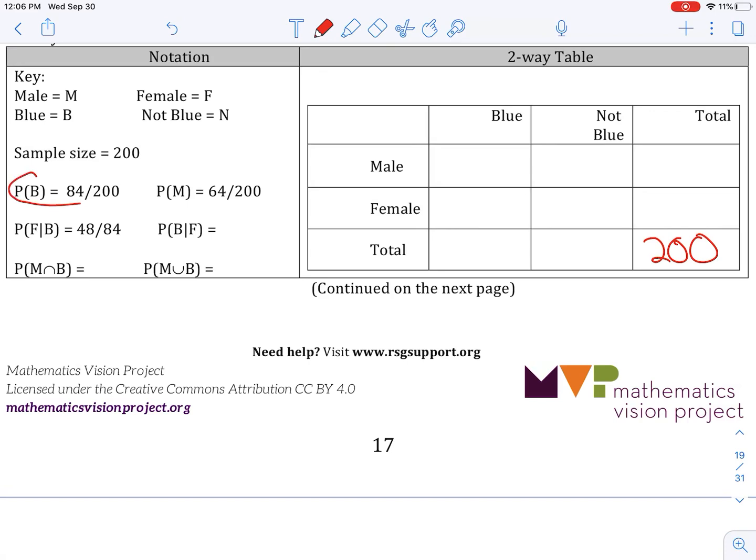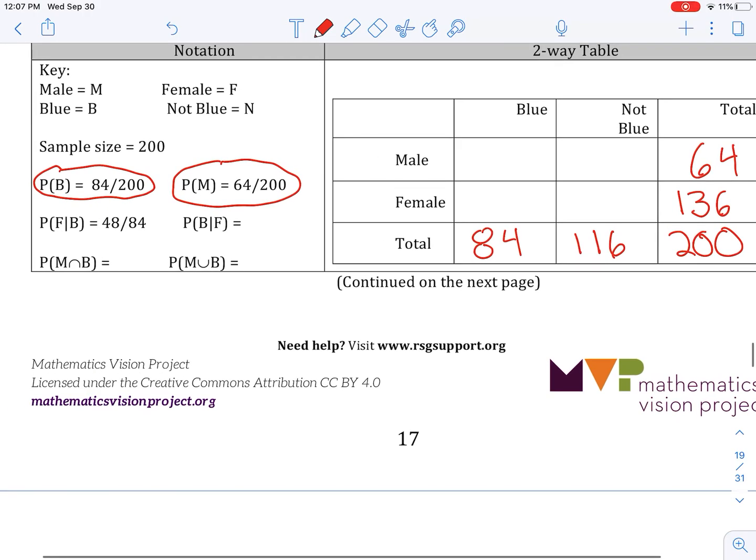And I know that the probability of blue is 84 out of 200. I know the probability of male is 64. My total males is 64. And now I could figure out females has to add to 200, right? Not 100, no, just 136. All right, and I know that blue plus not blue has to be 200, so this would be 116.